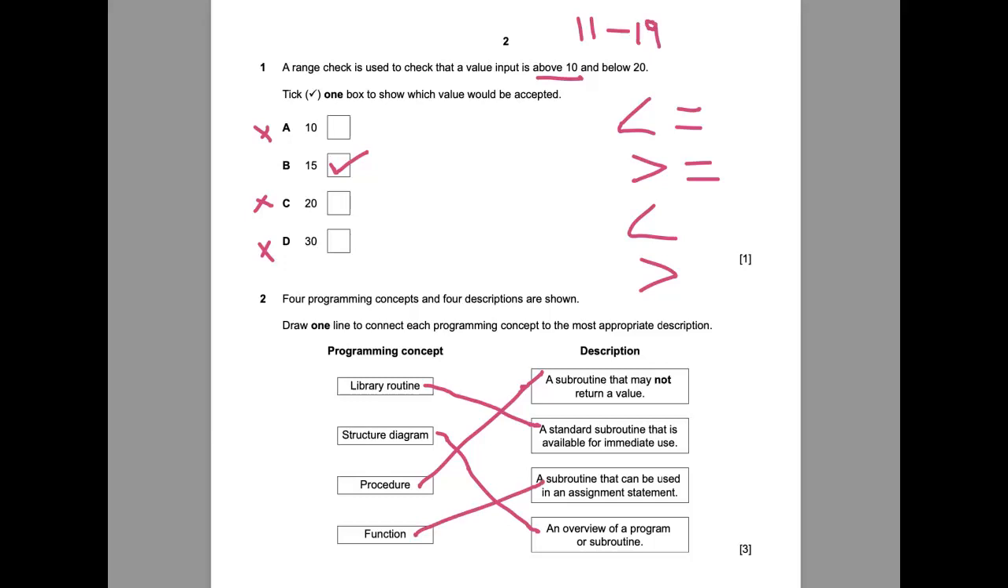So for example, in Python, we could use input, and you would say user input equals input. And we're using the input library code, funnily enough, and that returns. So what it's saying is a subroutine can be used in an assignment statement, and we're actually assigning something with whatever is returned with input.